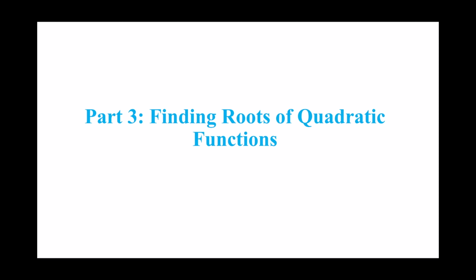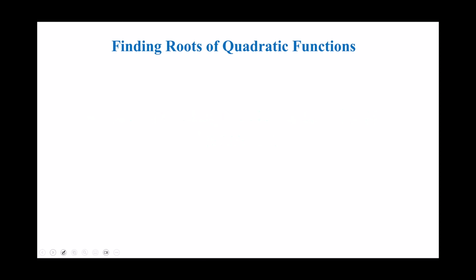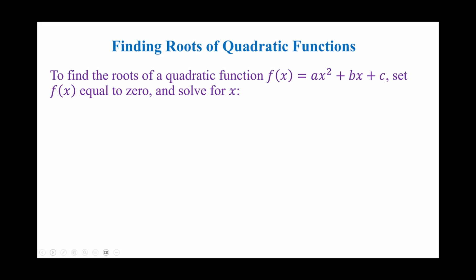Part 3, Finding Roots of Quadratic Functions. To find the roots of a quadratic function, f of x equals ax squared plus bx plus c, set f of x equal to 0 and solve for x. That means the roots of a quadratic function are the solutions to the equation f of x equals 0.